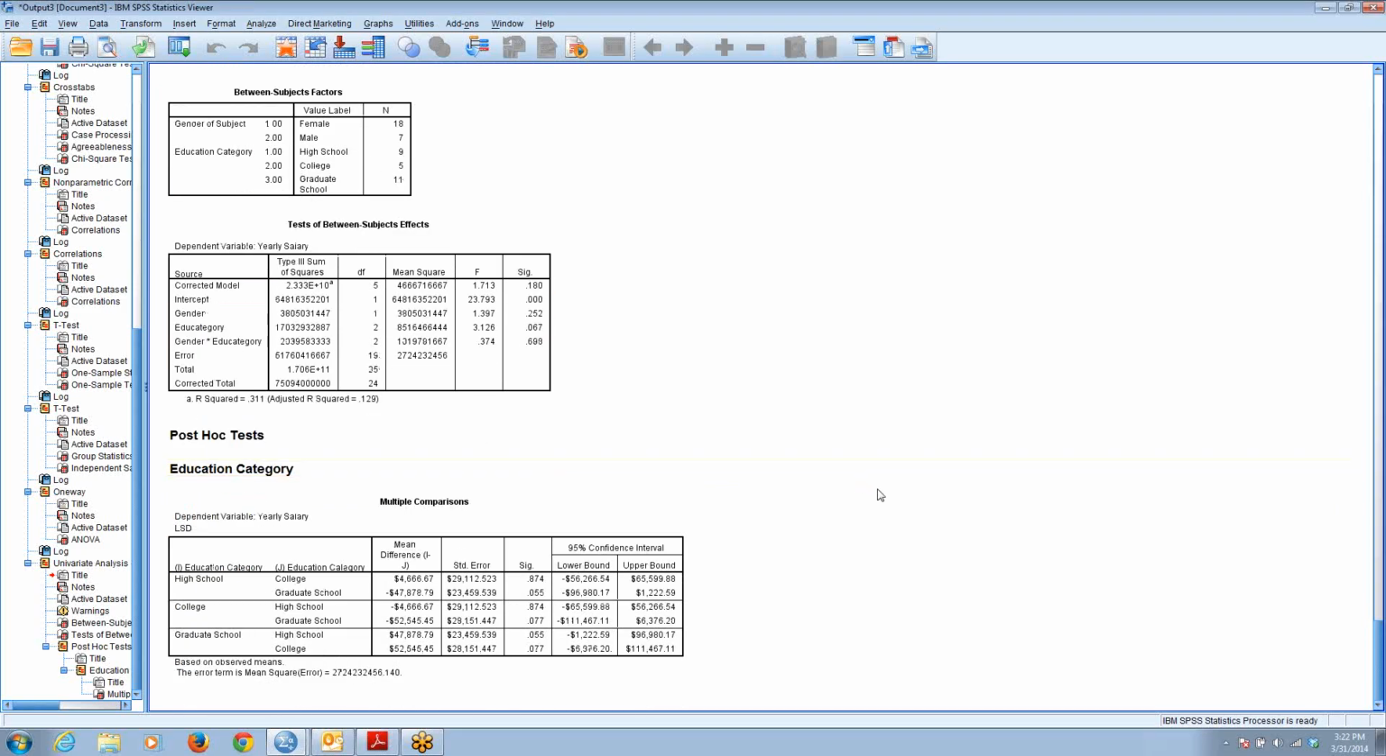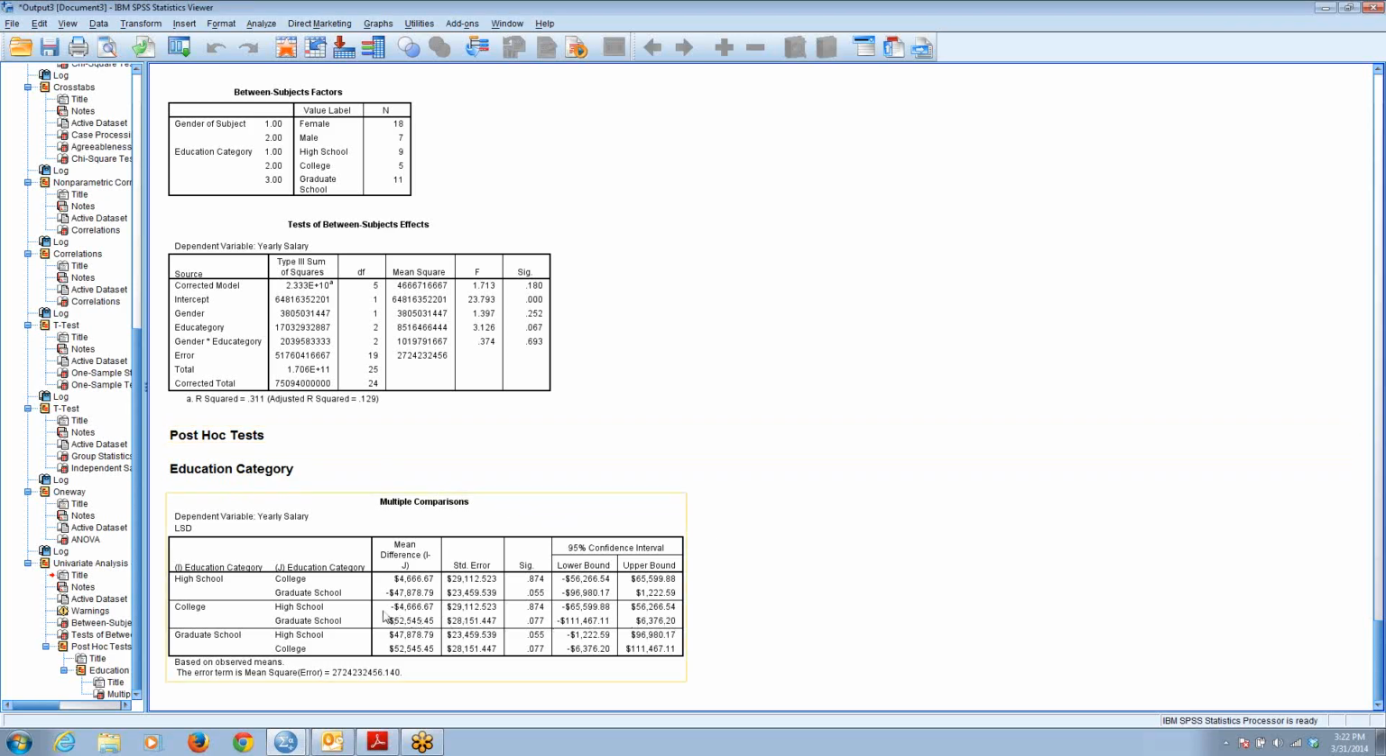The last part of this is post hoc tests. If you can think of the ANOVA as asking the question, is there a significant difference between, let's say, education categories and salary when it comes to all categories? The post hoc test asks the question, well, is there a significant difference between college and graduate school, high school and graduate school, or high school and college?